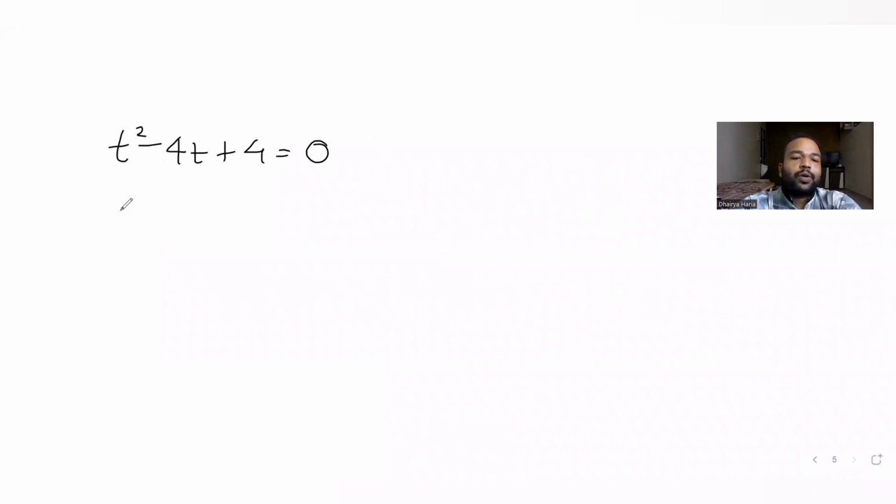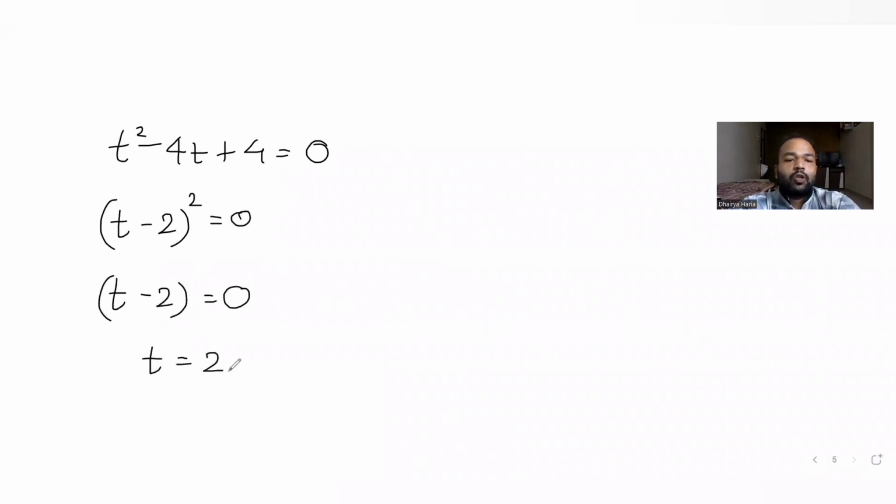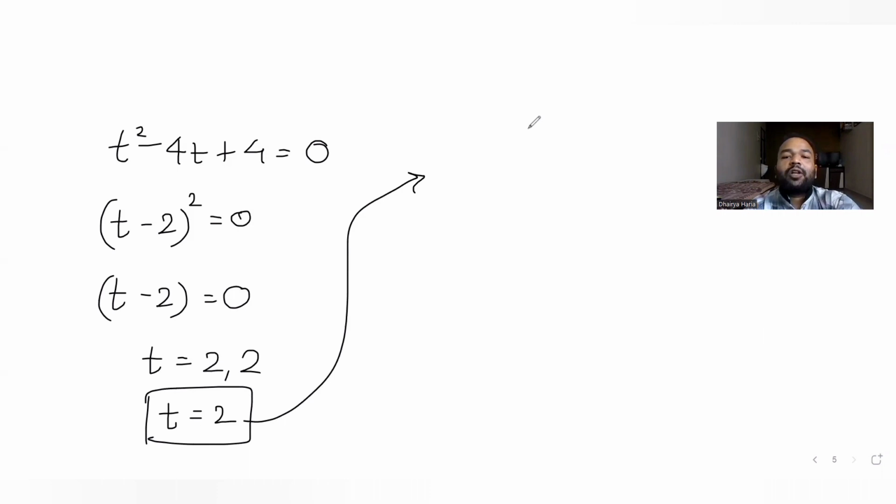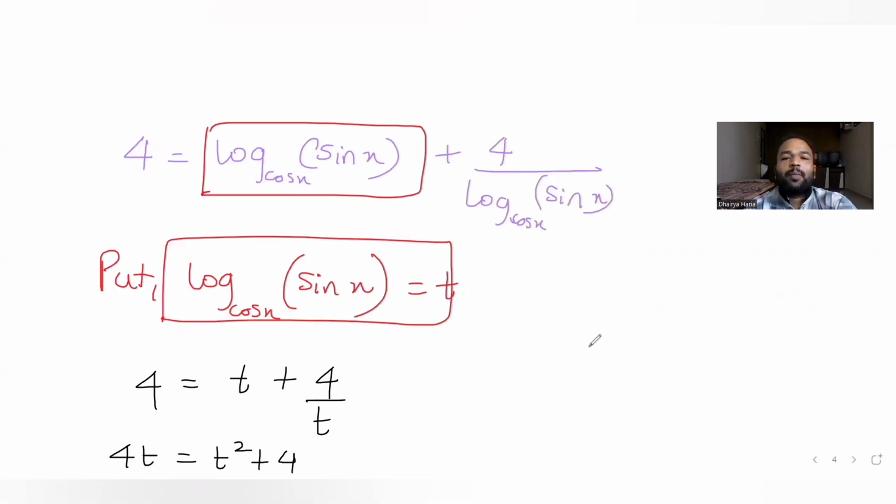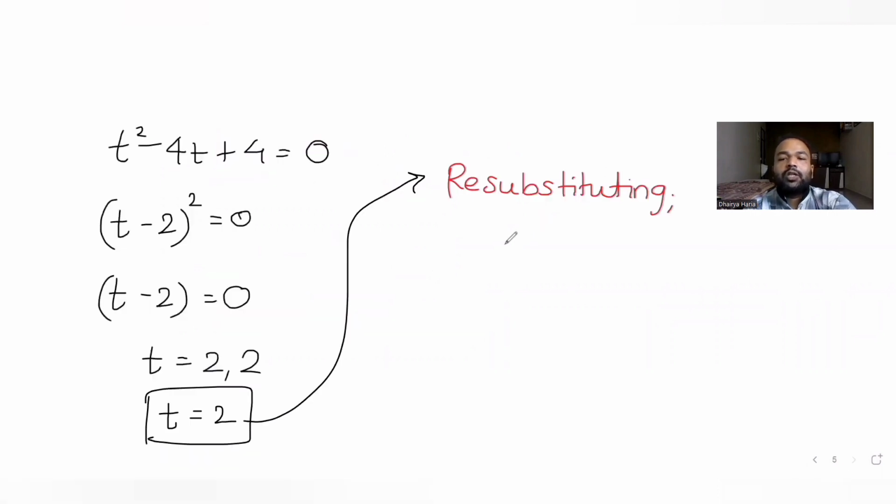Solving this quadratic equation, I can write this entire expression in the form of t minus 2 the whole square equal to 0. If I try to solve it further, I get t as 2. So both of the values for t is 2. Once I get the value for t, I am again resubstituting that t. We substituted log of sin x to the base cos x equal to t, so I am resubstituting t as log of sin x to the base cos x.